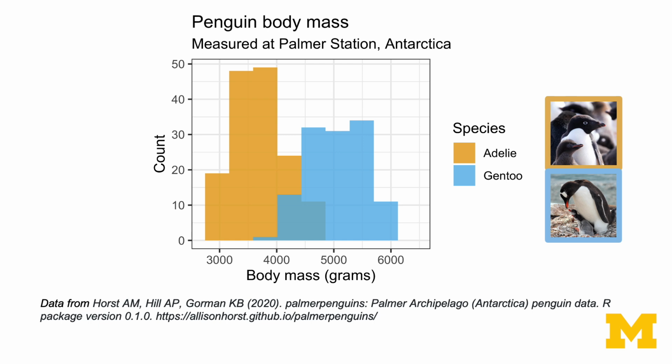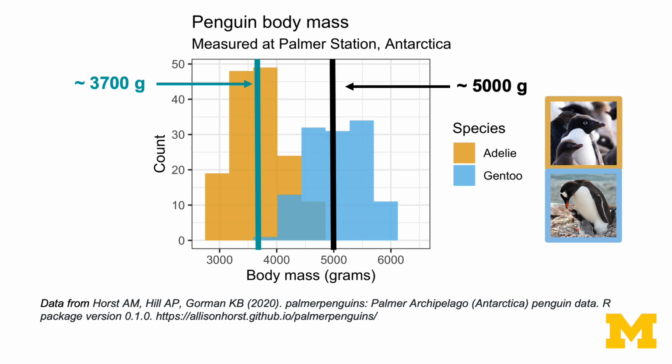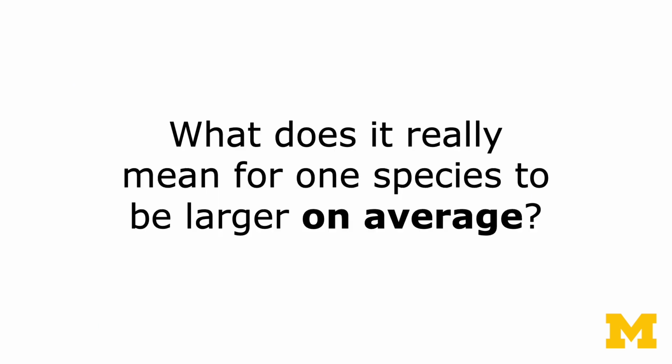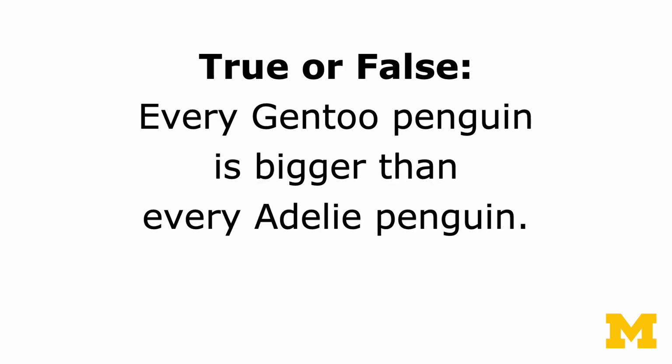So let's go back to our histograms and start labeling. Let's first label the average body mass of the Adelie penguins. It's right here. And let's do the same for the Gentoo penguins, right here. So looking at these two, we could say that the Gentoo penguin's body mass is, on average, larger than the Adelie penguins. But what does it really mean for one species to be larger on average? I want to add some nuance here to what it means to compare averages. True or false? Think about this. Does this mean that every Gentoo penguin is bigger than every Adelie penguin?